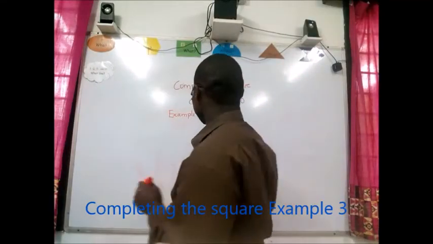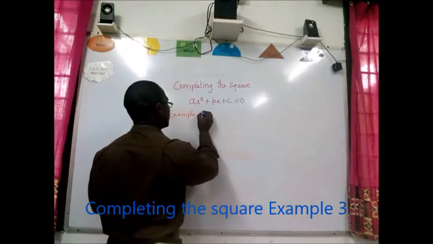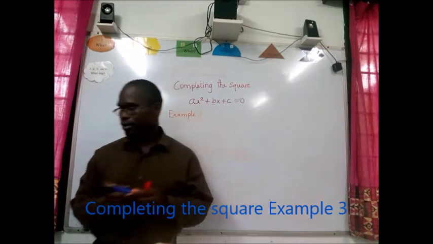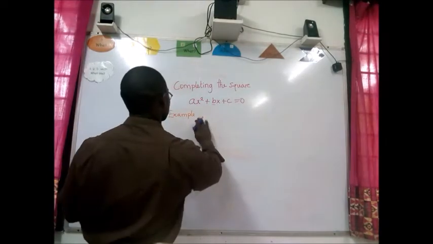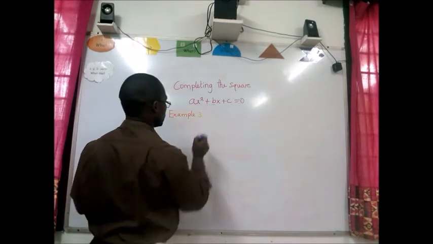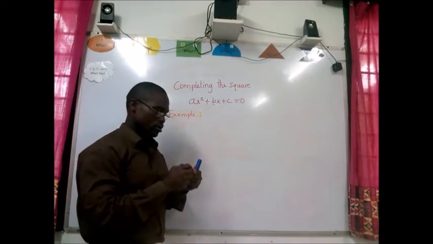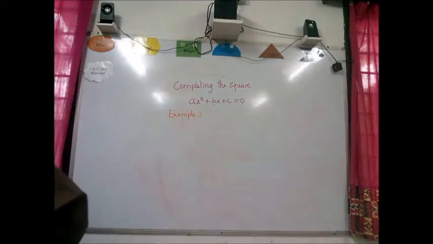Okay, let's see example 3. This pen is not writing properly. It's not showing well. Let me see. Oh wow, is it visible? I'm not so sure. Let me check with this one.